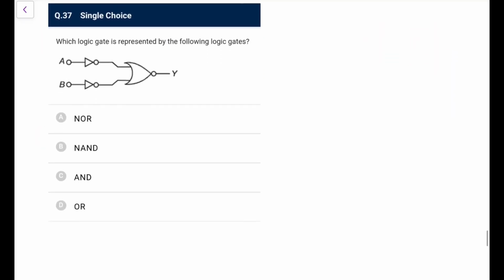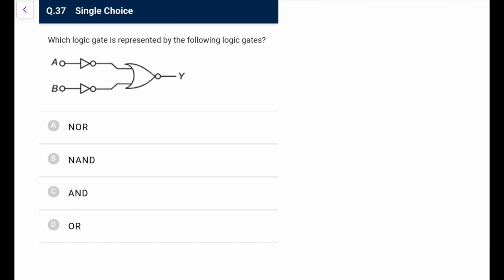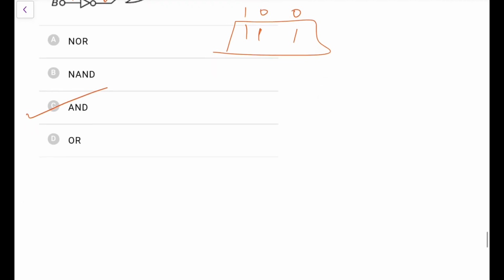Next, which logic gate is represented by the following logic gates? We have done this many times. Let's do it again. Start with the truth table, 0 0, 0 1, 1 0, 1 1. So for 0 0, it would be 1 1, so OR will give 1, so NOR will give 0. Next, 0 and 1. If I do 0 and 1, this will become 1 and 0. OR will still give 1, so it will still give 0. So 1 0 will give 0. Last is 1 1. So 1 1 we have 0 0, OR will give 0, so NOR will give 1. So only 1 1 is 1, that means that is an AND gate, so go for the AND gate here.